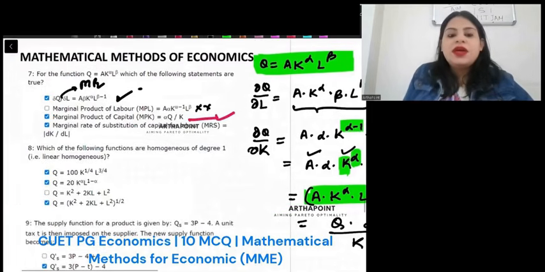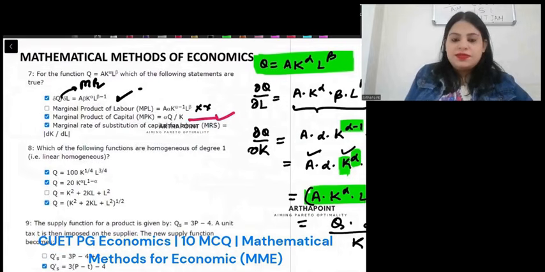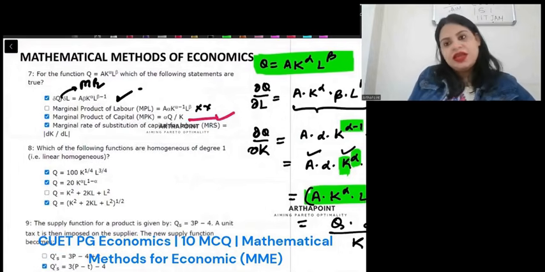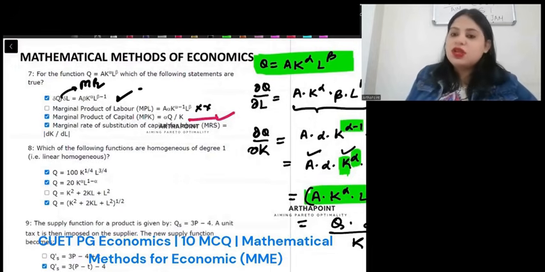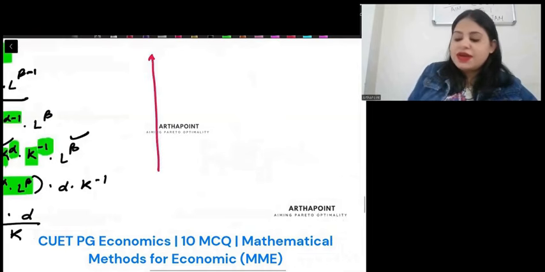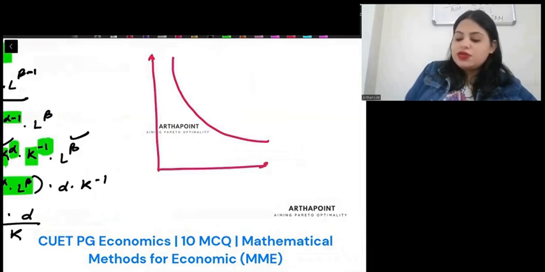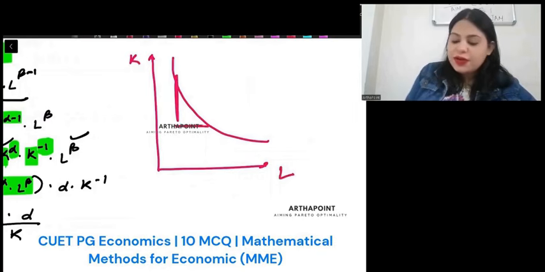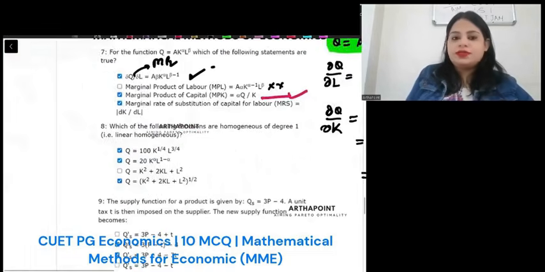Come to the next part. MRS is dk by dl. That's what it is. MRS is nothing, but MRTS, sorry, it is the isoquant. So this is K and L. So change in capital by change in labor is MRTS, no? So it is dk by dl. So this is correct.